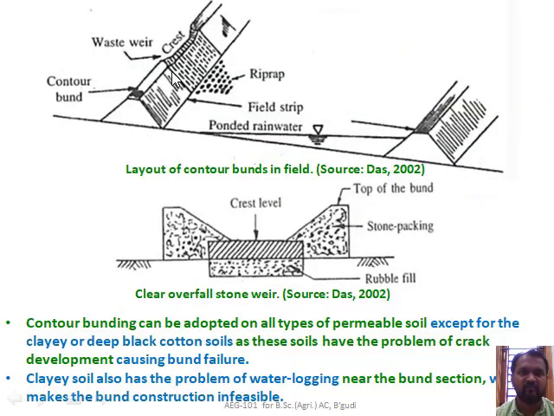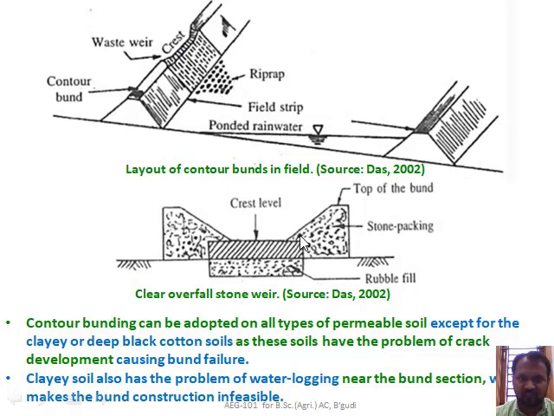In this diagram you can see the bunds which are constructed here. This is a contour bund constructed on a sloping land. Here this is also a contour bund, constructed on the contour. This is a field strip where we are growing the crops, and this is the ponded water. When there is heavy or sudden rainfall, the water will pond here or be stored here. This is the crest. If an excess quantity of water suddenly arises, it will be taken away by using this waste weir, and it will come down through this waste weir.